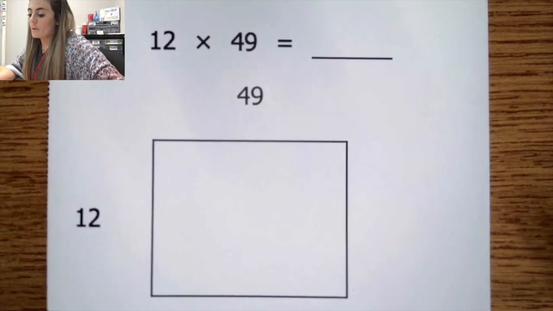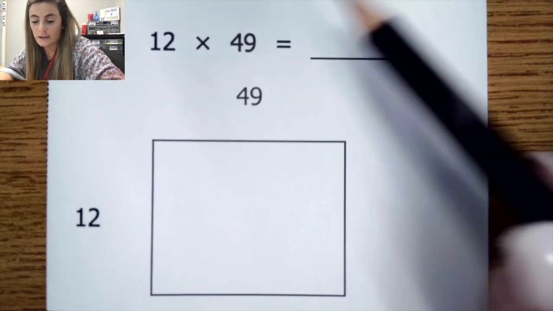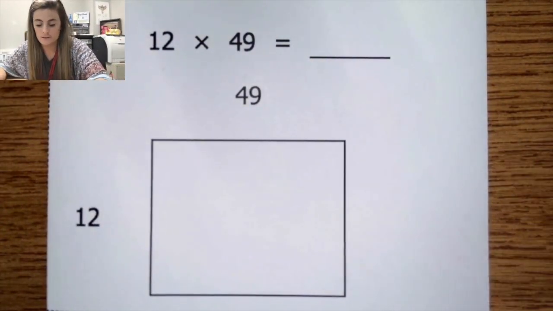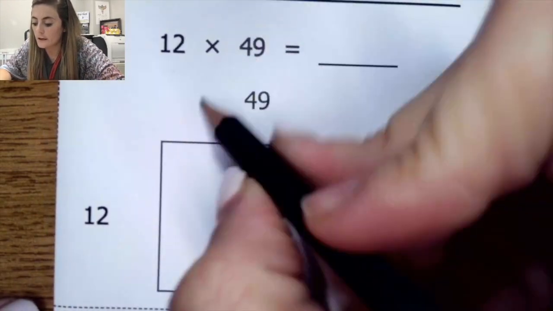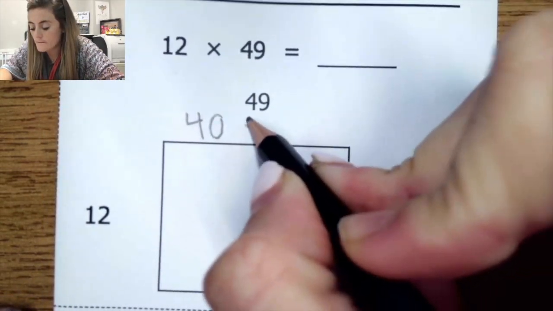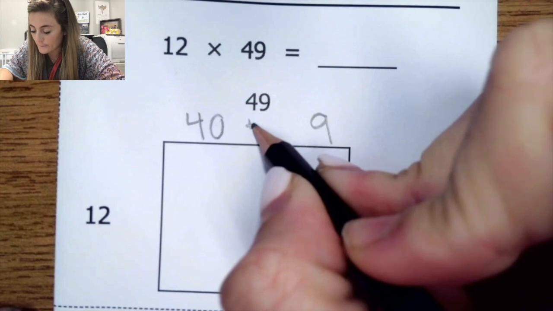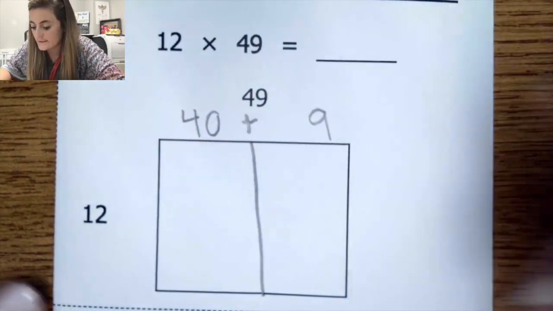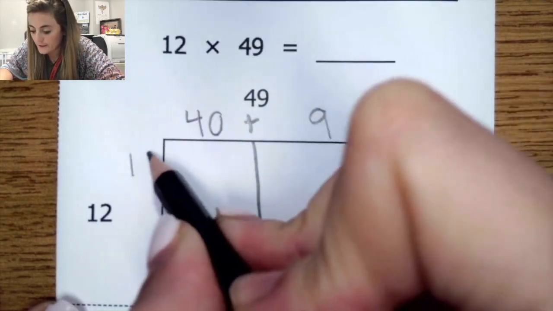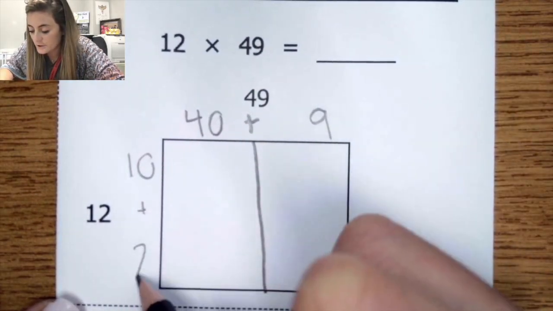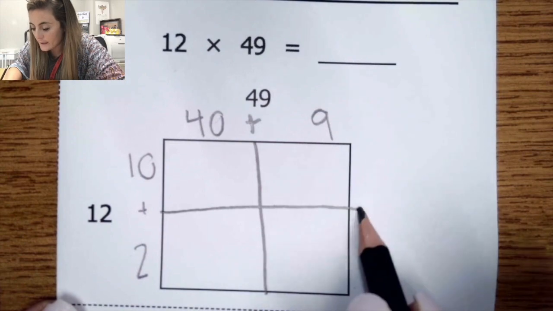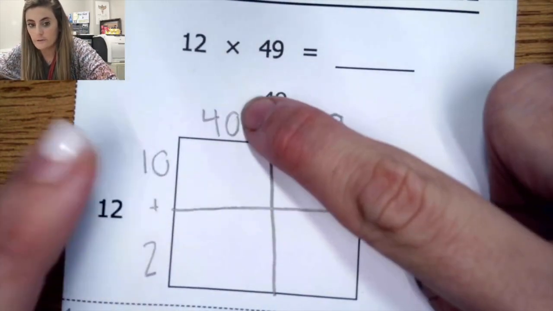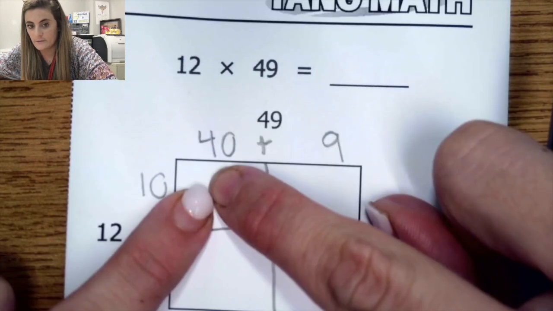Alrighty, same thing here. We're going to take that 12 and 49 and break it apart into expanded form. So let's get started. We have our 49 broken up into 40 plus 9. And I'm going to make that line where my plus sign is. And then I have my 12 broken apart into 10 plus 2. And again, making that line. Now, we're going to go ahead and start on the 10. So wherever the first one is 10 and 40.